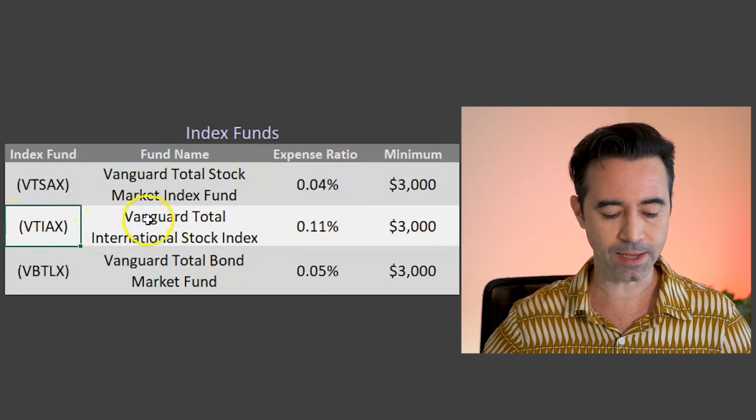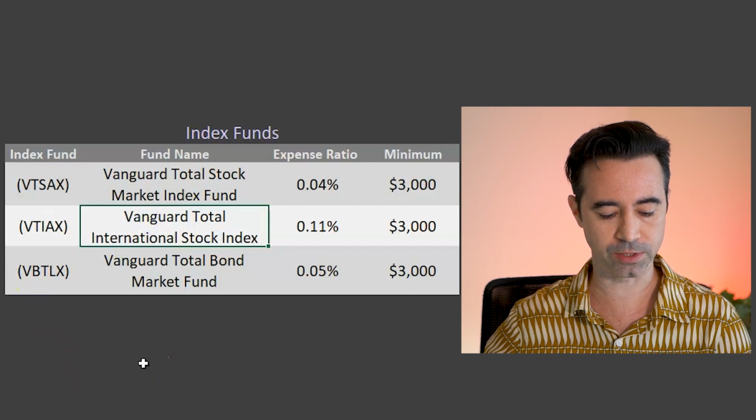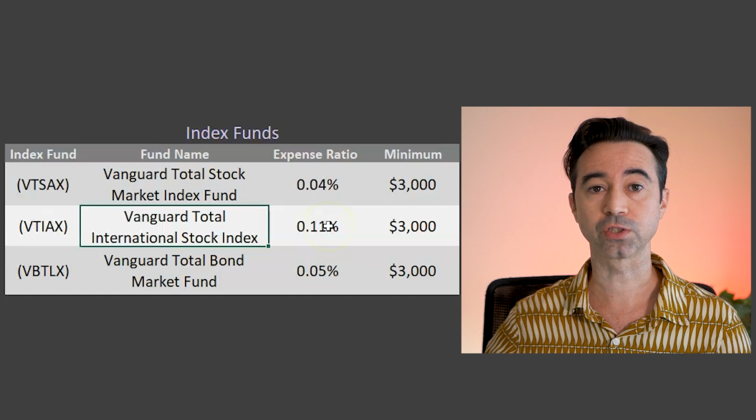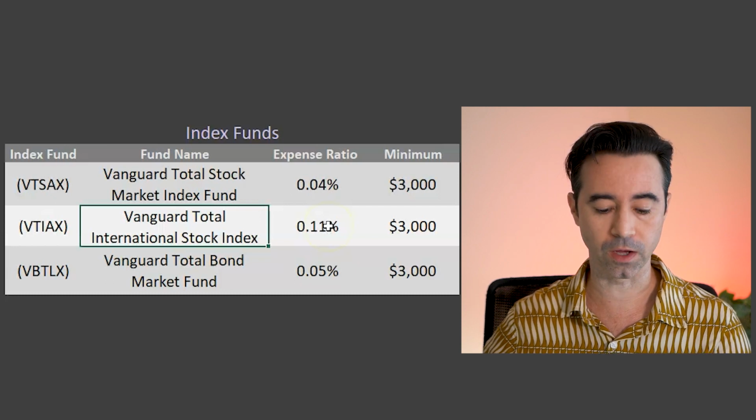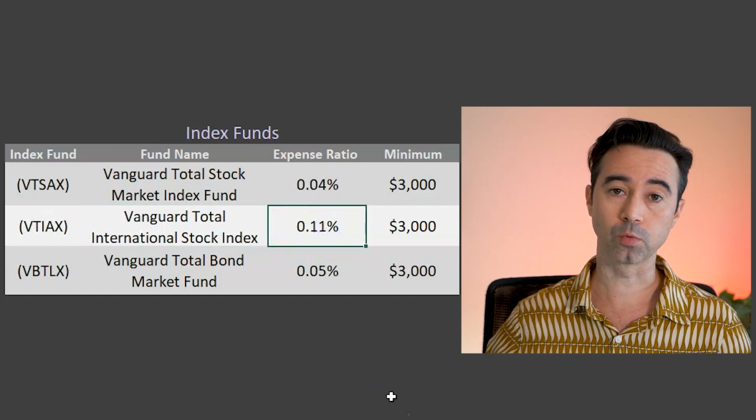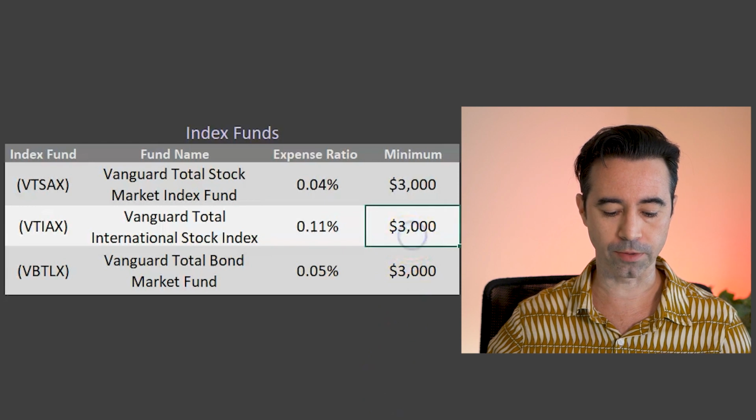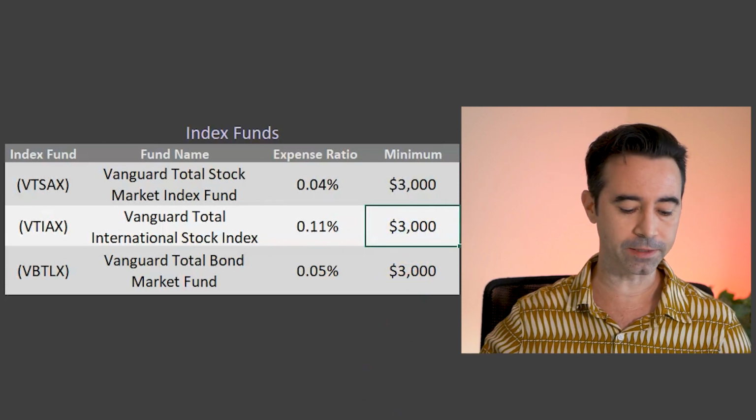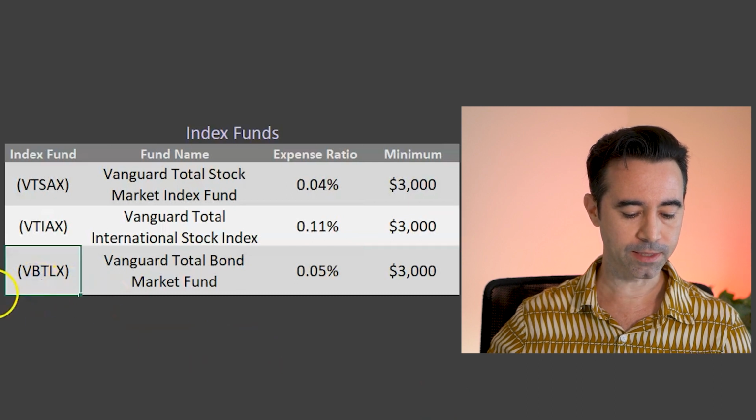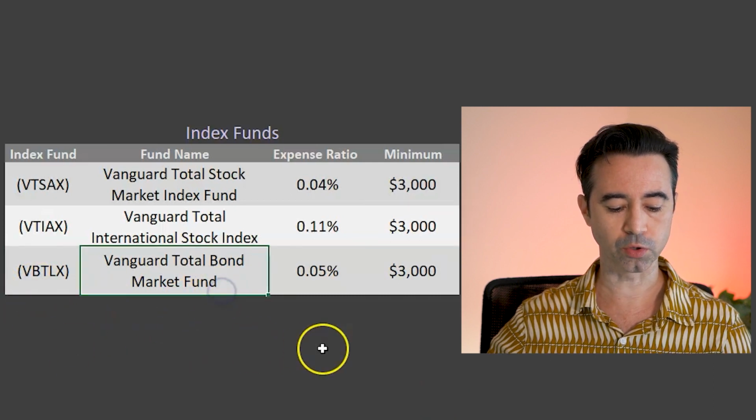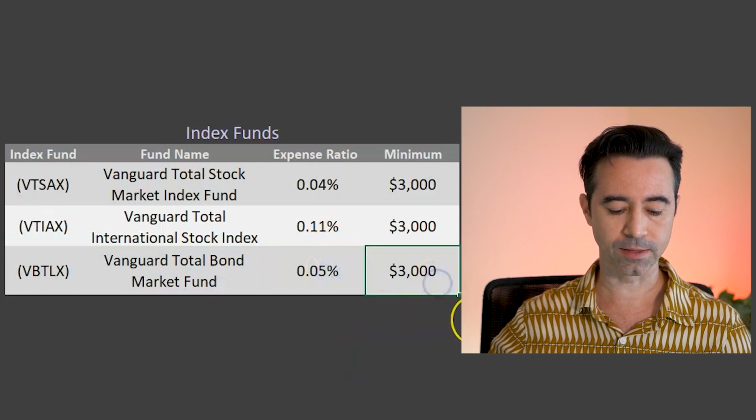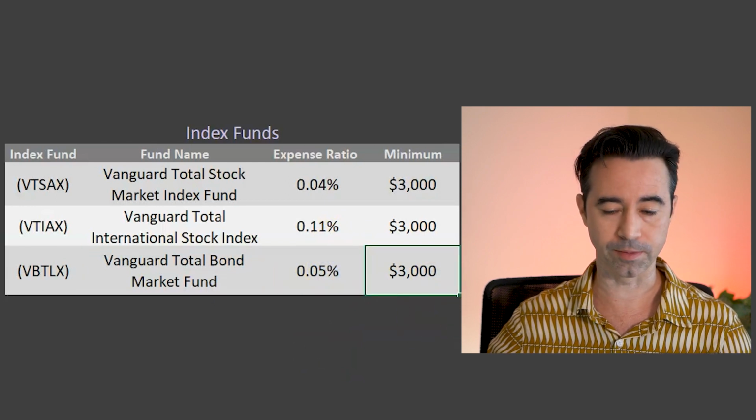Let's go to the next one. We have VTIAX, the Vanguard Total International Stock Index. That would be the, of course, international portion of your funds. And that's a 0.11% expense ratio and a 3,000 minimum. And finally, VBTLX, which is the Vanguard Total Bond Market Fund, a 0.05% expense ratio and another 3,000 for the minimum.